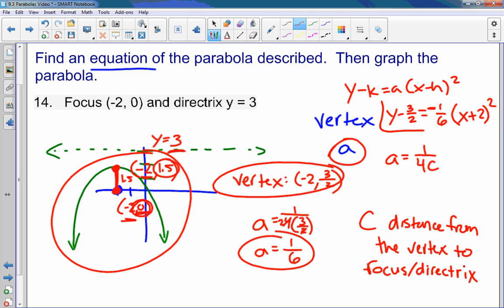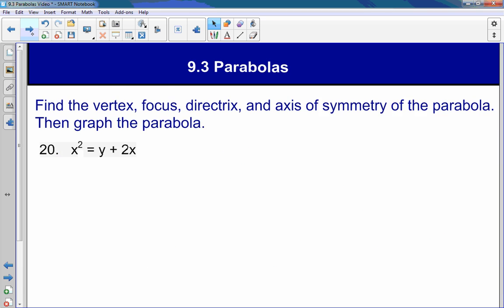It has to be negative. So there is my final equation for this parabola. Let's do one more example.